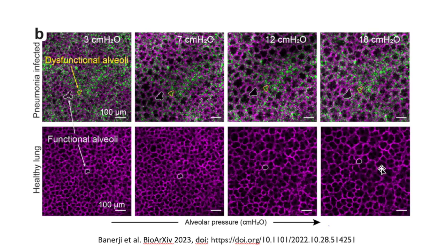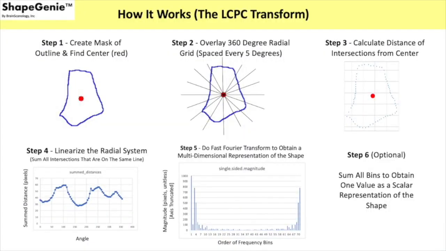In the top row is a lung infected with pneumonia. And as you can see that as the pressure increases from left to right, only some of the alveoli enlarge and change shape. First, let's talk about how the LCPC transform within Genie works.